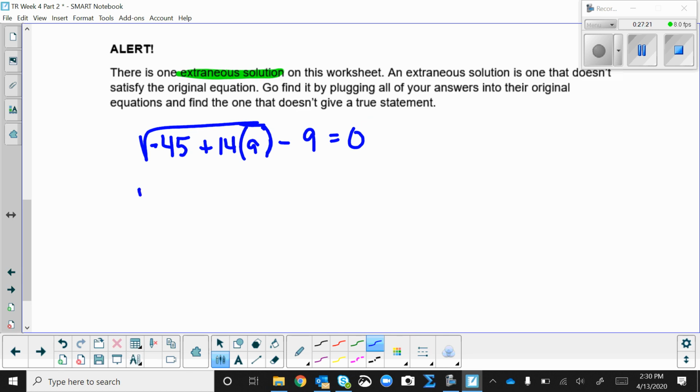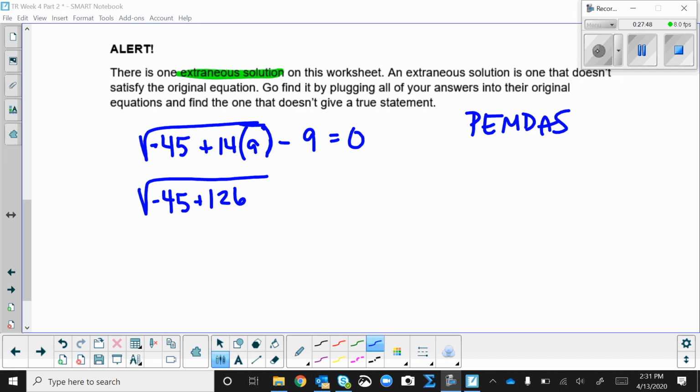So inside this radical I'm following my order of operations, your PEMDAS. So you do your multiplication first. 14 times 9. Well, 14 times 10 is 140, but you're taking one of the 14s away, so it's 126. And then to subtract 45, it's easier for me to subtract 40 first. That gives me 86, and then another 5 is 81.